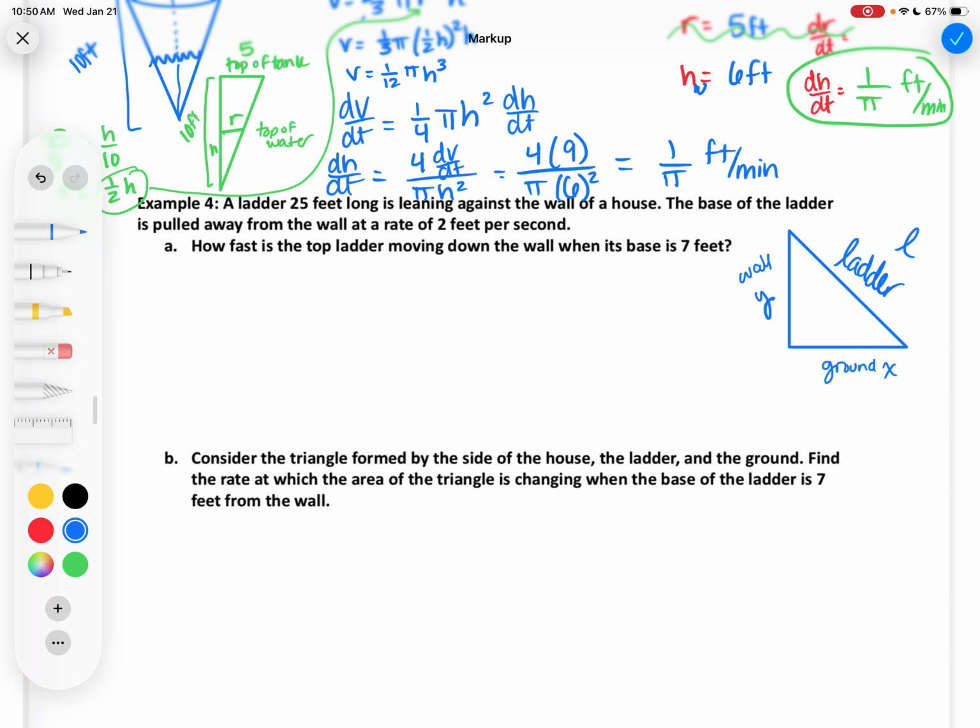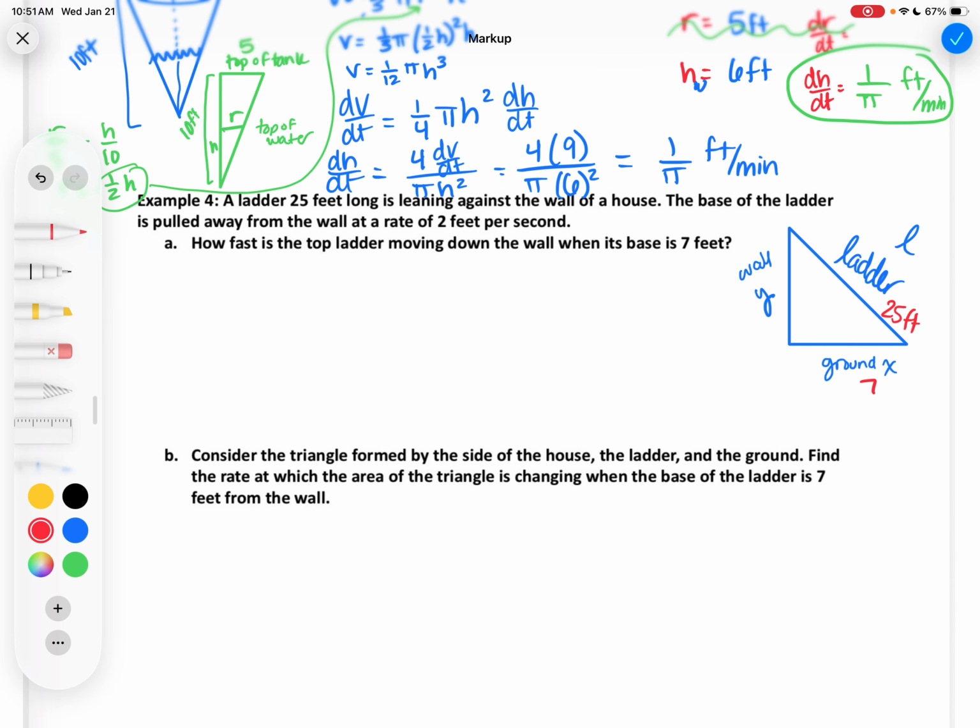So I know how long the ladder is. I know that that's 25 feet. We're looking at how fast the ladder's moving when the base is 7 feet away, so this will be 7 here. So I'm going to set up x equals 7 feet. Y I'm going to have to solve for. I'll just call the ladder L for now, 25 feet.